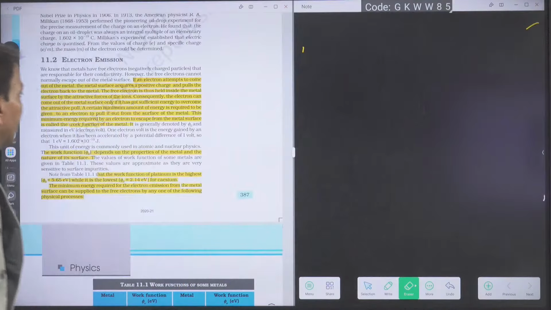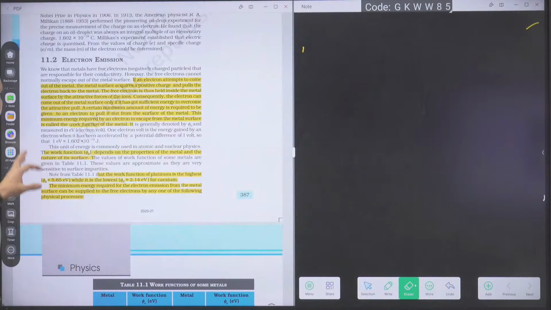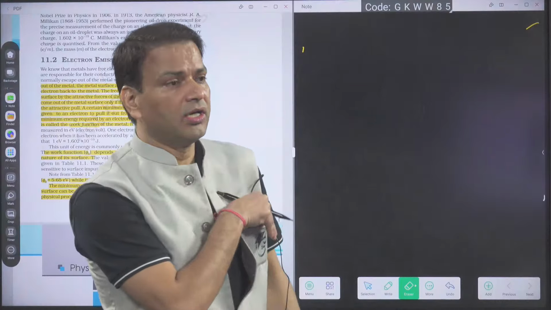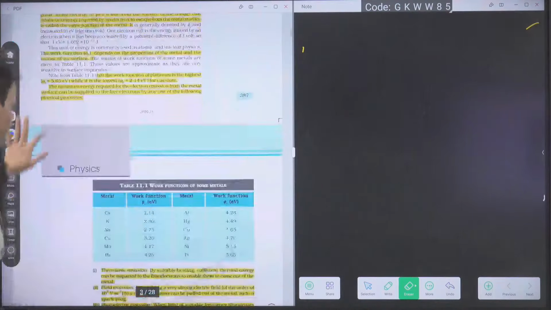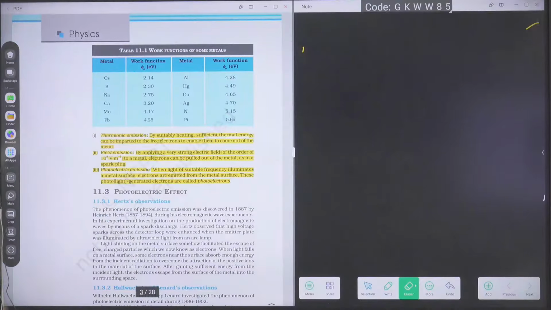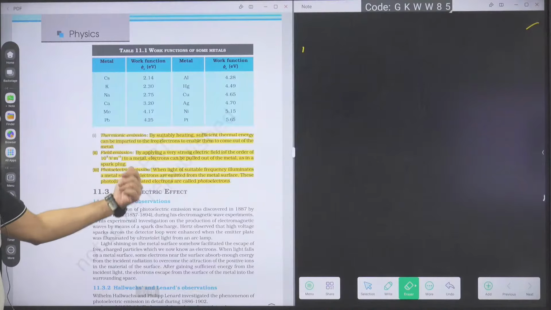Okay, now electron emission in the photoelectric effect. First is the electron emission. How can we eject the electron? There are different ways. Four ways are given here, like thermionic emission, field emission, photoelectric emission.